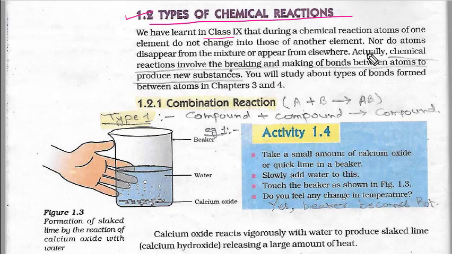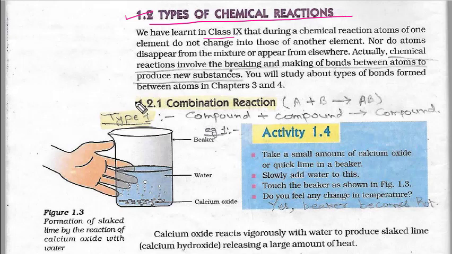So what are chemical reactions? Actually, chemical reactions involve breaking and making of bonds between the atoms to produce new substances. It means the old bonds will be broken and some new bonds will be formed between the atoms to form the new product. You will study about the types of bonds between atoms in chapters 3 and 4. There are actually two types of bonds, ionic and covalent, that you will study in chapters 3 and 4 respectively.